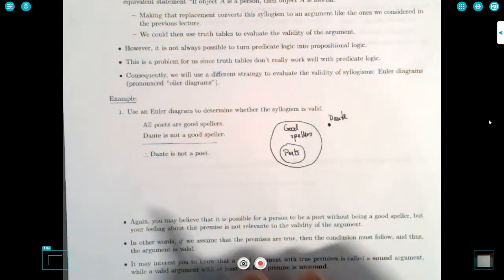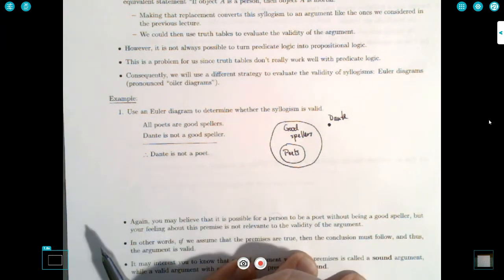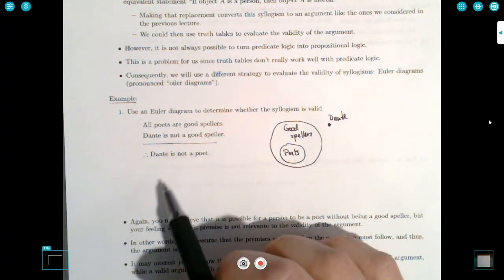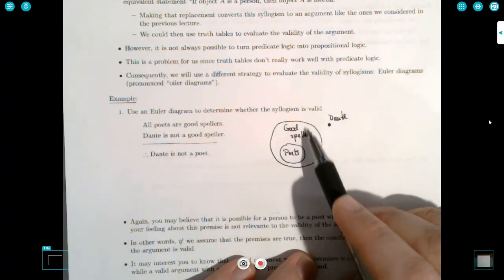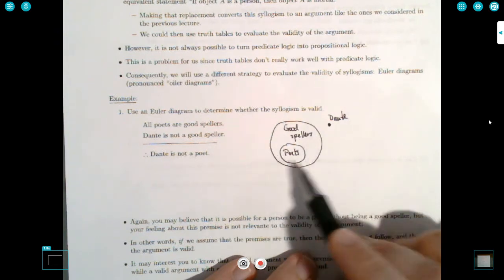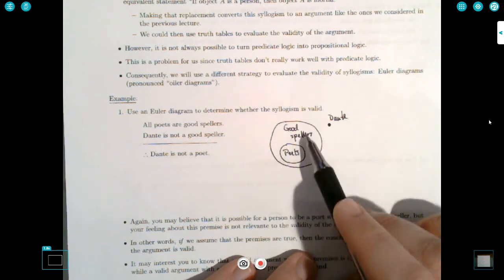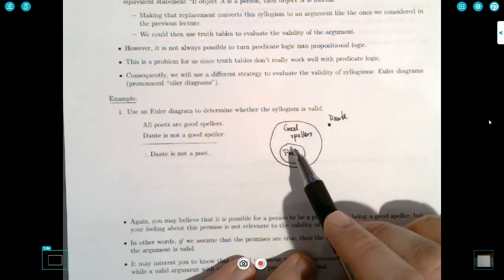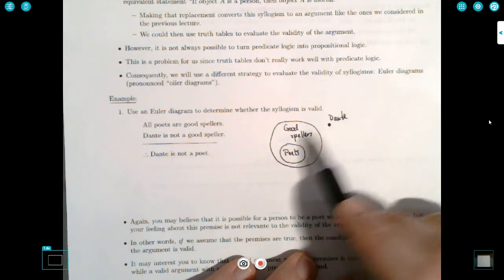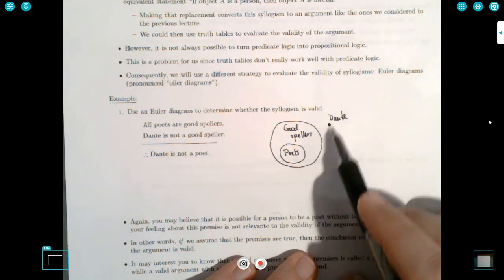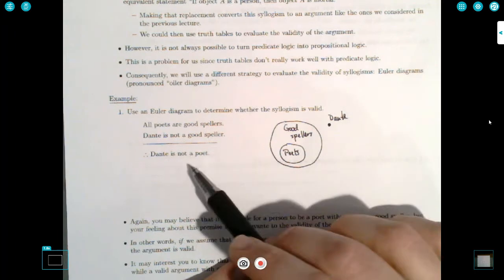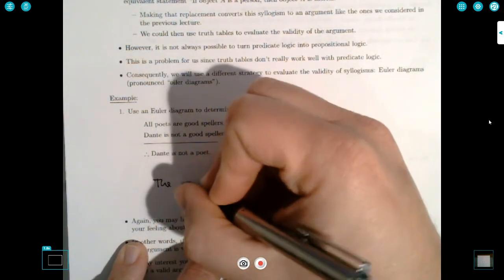And then the conclusion is that Dante is not a poet. Well, yes, that's valid. If all poets are good spellers, then all poets have to live inside of the good speller bubble. If Dante's not a good speller, then he lives outside of the good speller bubble, and therefore he can't be a poet. So Dante's not a poet. That's valid, so we say the syllogism is valid.